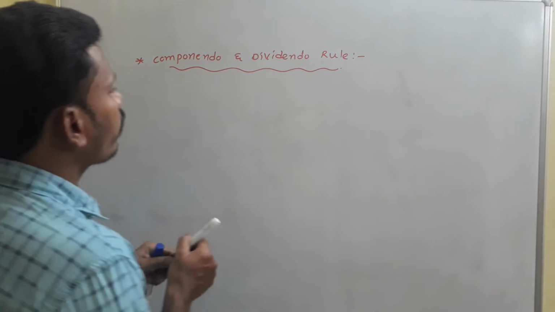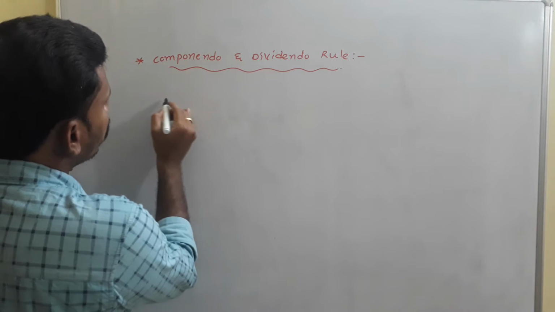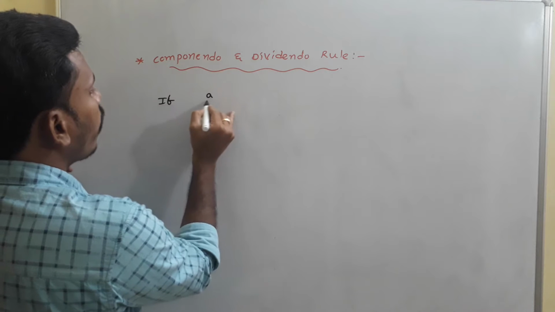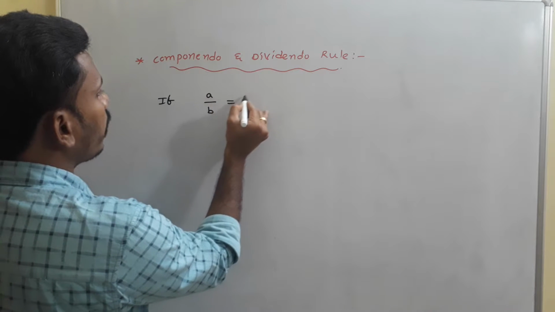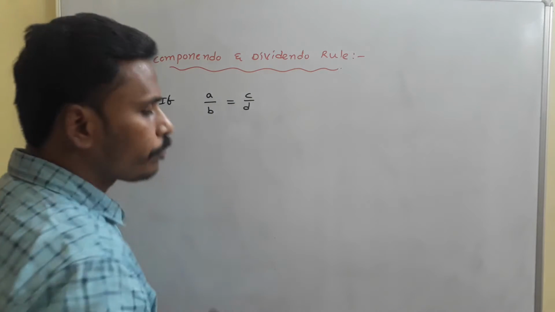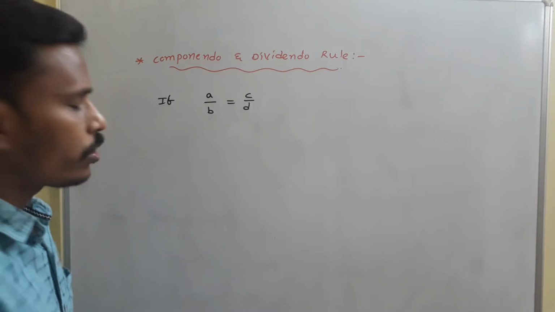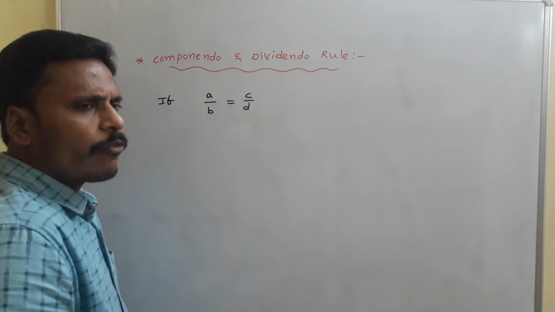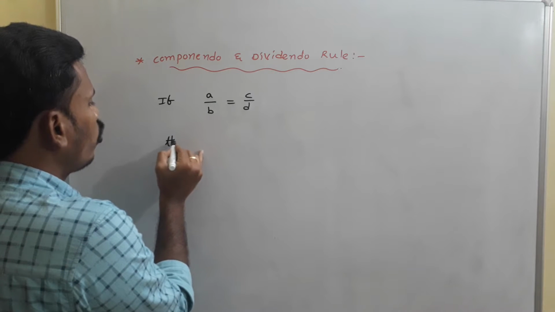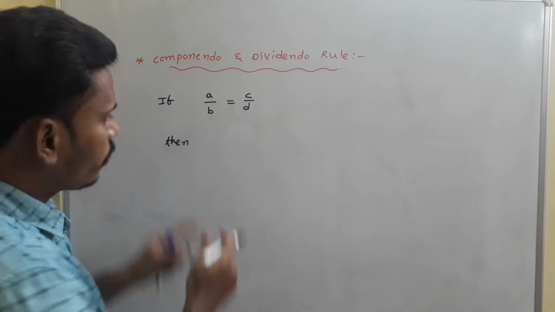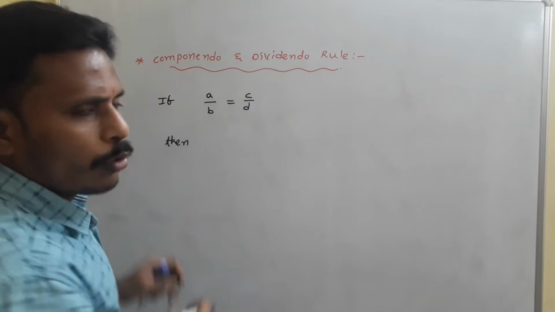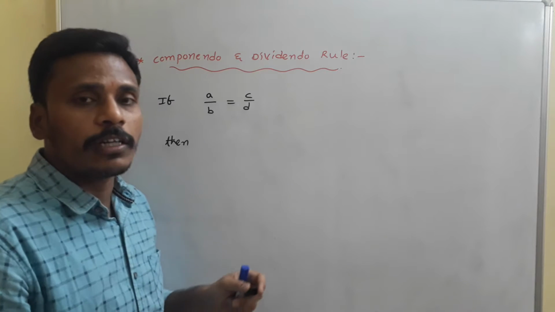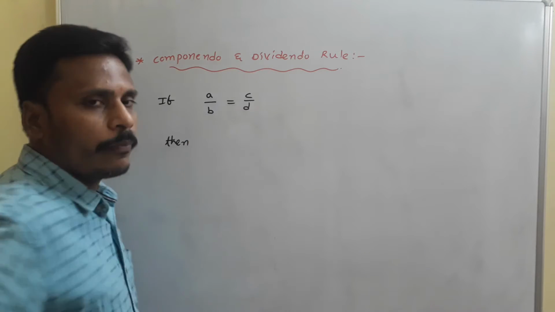First, suppose we have two ratios with an equality sign between them, that is, if A by B is equal to C by D. If these two ratios are equal, then we have many operations we can do on both sides. You can take the reciprocal of both sides, square both sides, cube both sides, or do cross multiplication. You have many options.